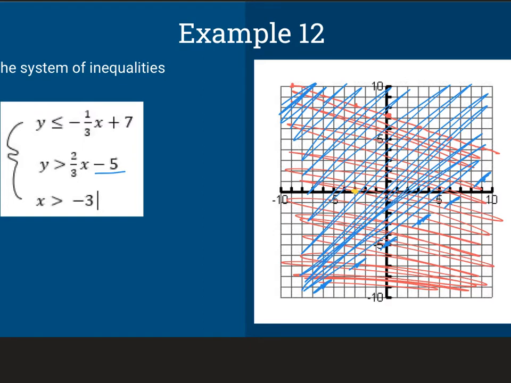Again, the inequality is just greater than, not equal to, so I'm going to draw a dashed line. All the way down. Now it says greater than, so all the x values greater than -3 are all these values on the right side. So I'm going to shade that in as well. Okay?